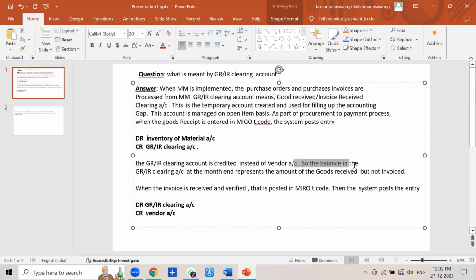So the balance in the GRIR clearing account at the month end represents the amount of goods received but not invoiced. This is very, very important. The balance at any point of time in the GRIR clearing account represents the value of the goods received, but the invoices have not yet been received. So when the invoice is received and verified, that is posted in the MIRO T code. Then the system posts the entry: debit GRIR clearing account and credit vendor account.